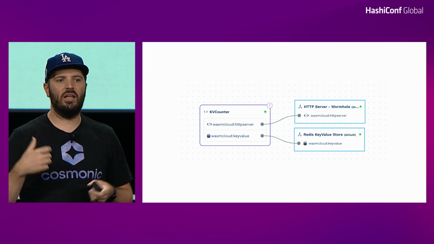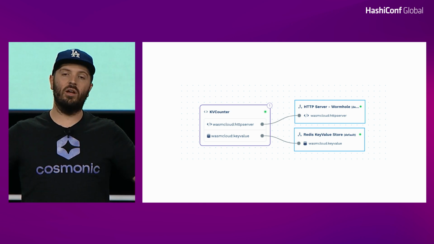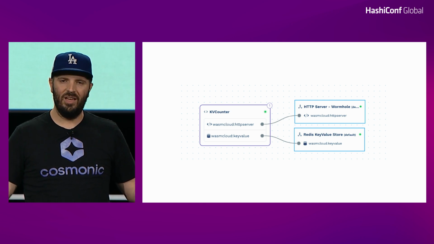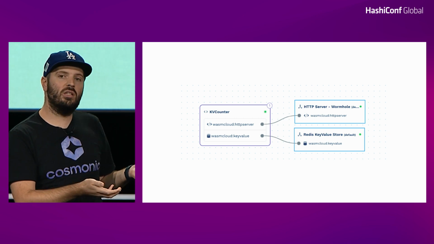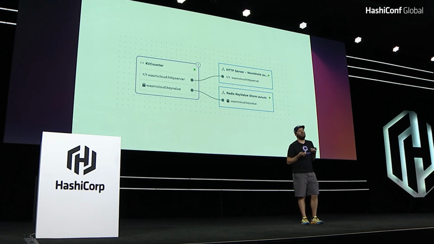And you'll see that it's connected to an HTTP server that's called Wormhole. That's the way we expose an ingress point into our platform. So we were able to switch out the HTTP server without changing any of the code. Same thing with the key value store. In this case, it's Redis. Doesn't really matter which one it is, and that's going to come into play later.